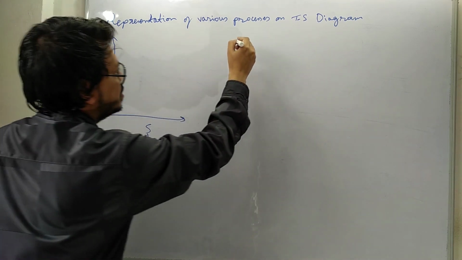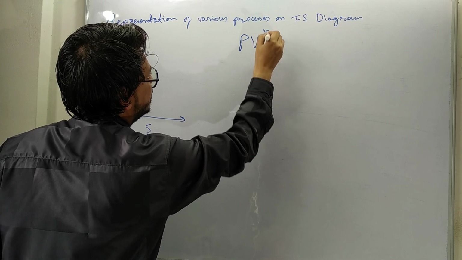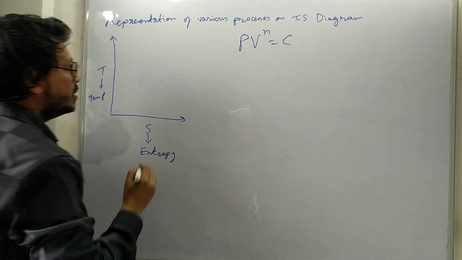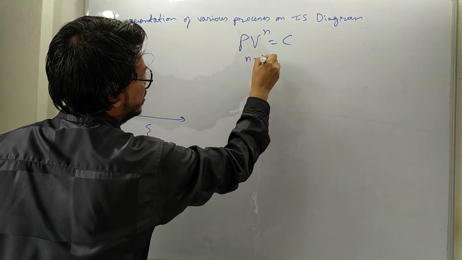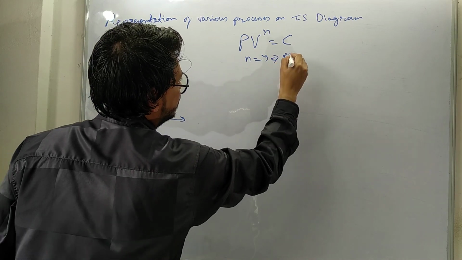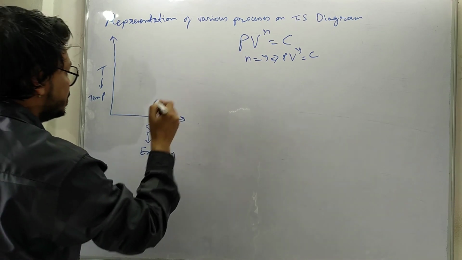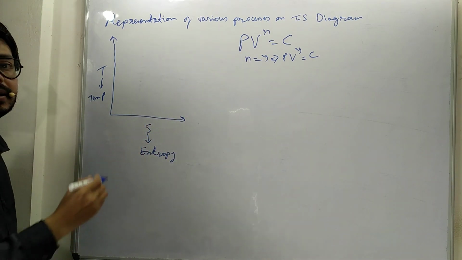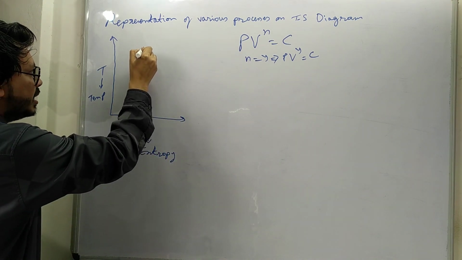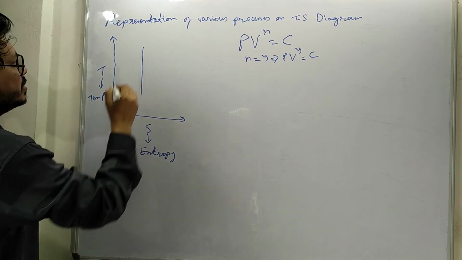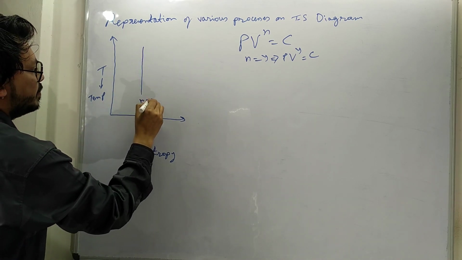So we have the general equation, PV to power n equals to constant. If we put n equals to gamma here, we will get PV to power gamma equals to constant, which is an isentropic process. Isentropic means entropy constant, so we will have a straight line here. This is our n equals to gamma.